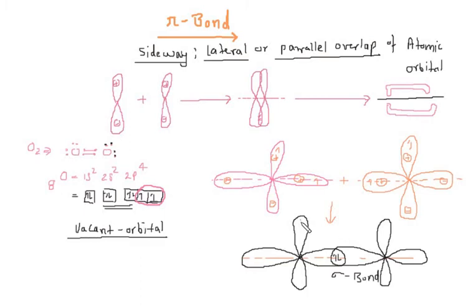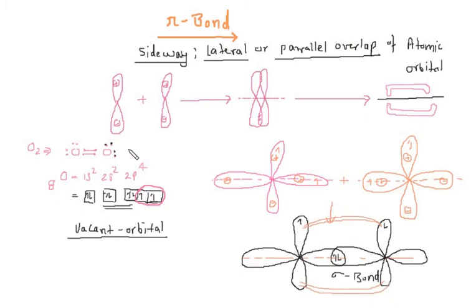Now these orbitals are also having unpaired electrons, so they will also undergo overlap, and it will be somewhat like this. So they will undergo overlap like this. Yes, this is the overlap. It's above and below the plane.